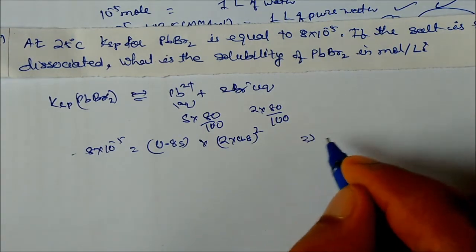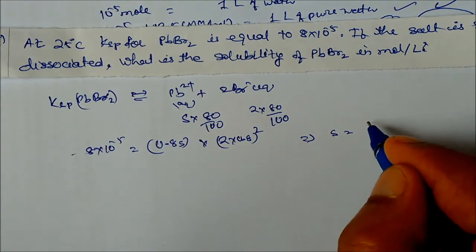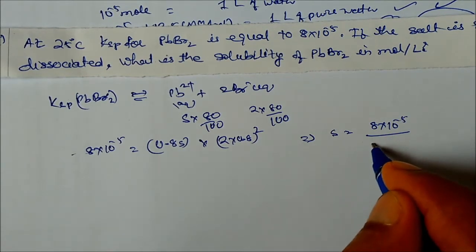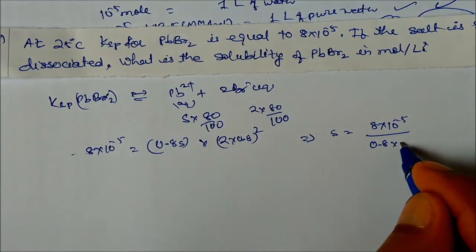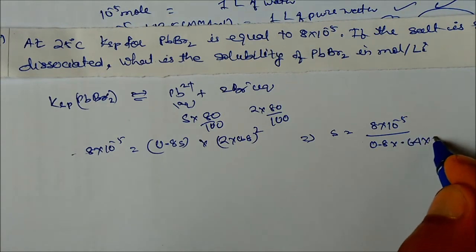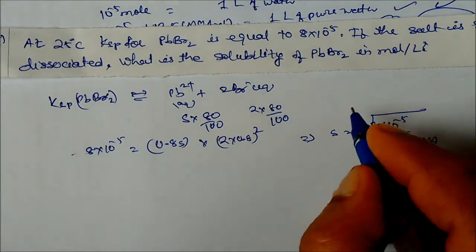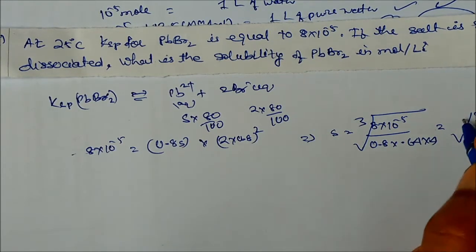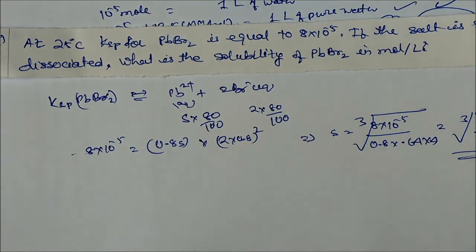On solving, we will get S equal to the cube root of 8 into 10 to the power minus 5 divided by 0.8 into 0.64 into 4. On solving, we will get somehow the answer, the cube root of 2.56. So this is the answer. On solving, we will get the proper answer.